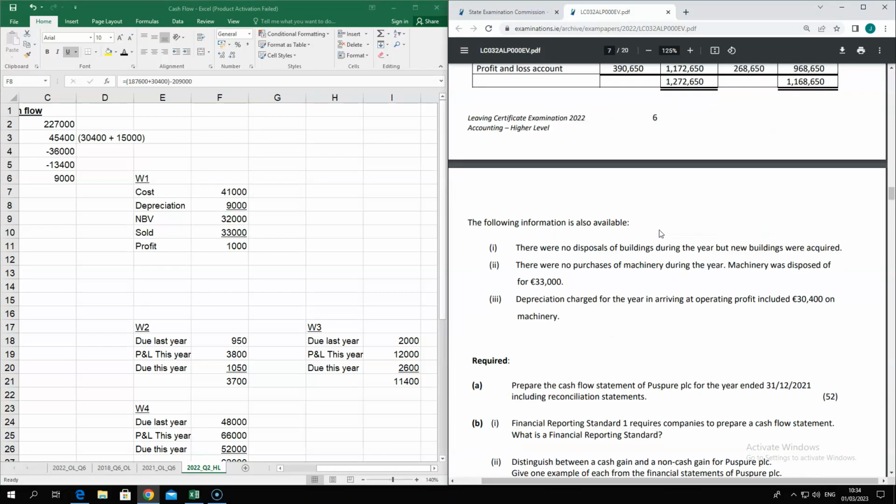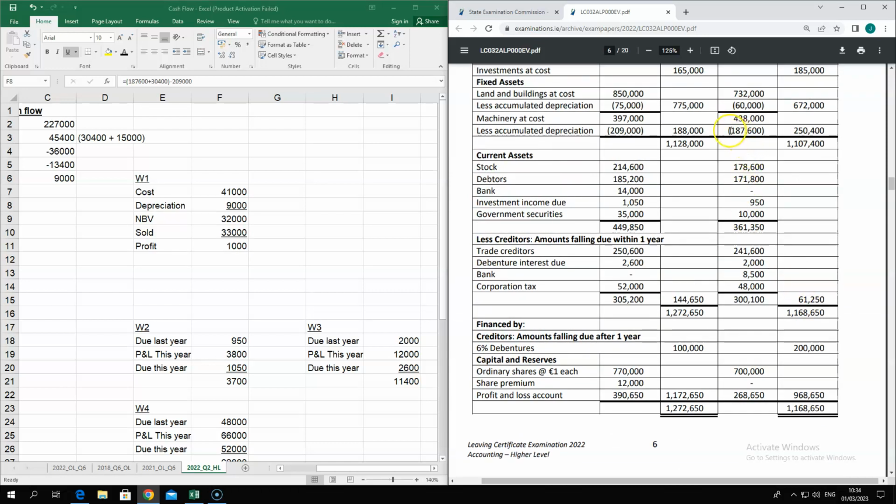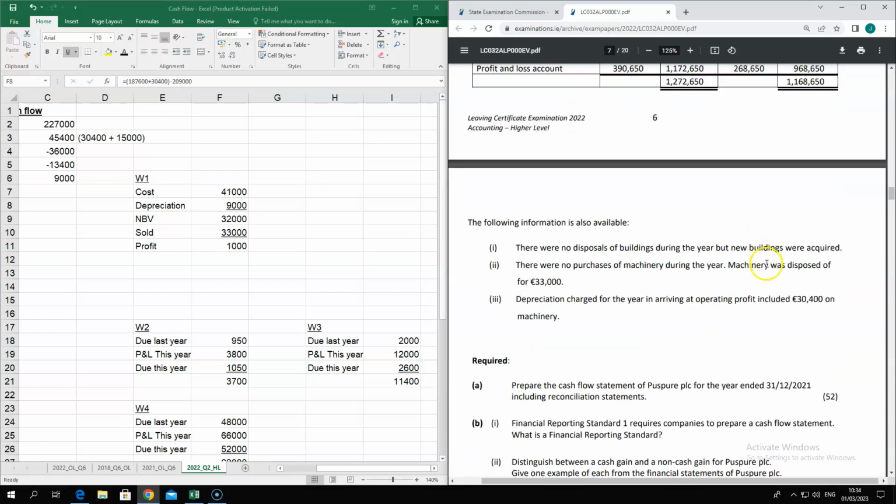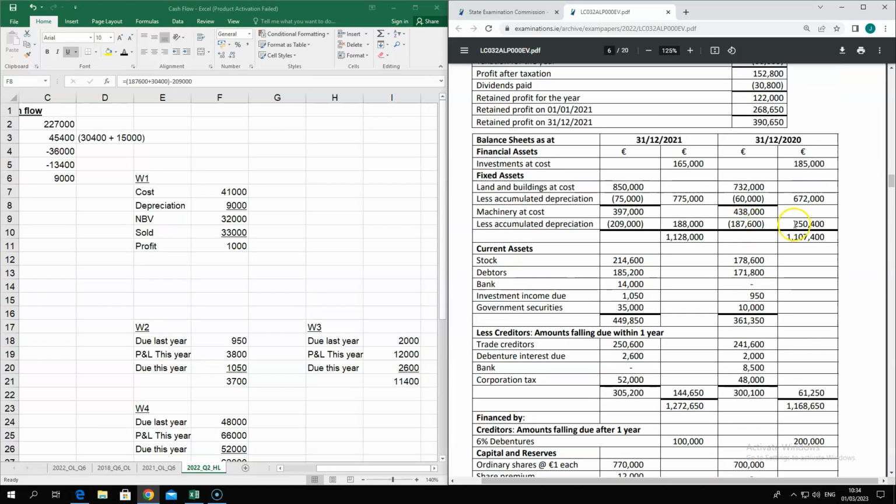But it told you in the question that the depreciation for the year was 30,400. So if your depreciation last year was 187 and you add on 30,400, that should be this year's figure, but it's not. So the difference between 187,600 plus the 30,400 and take away this year's is how much depreciation was on that machine that you sold. So you bought it for 41, the depreciation on it was 9, so therefore it was worth 32. You sold it for 33, so you made a profit of 1,000.